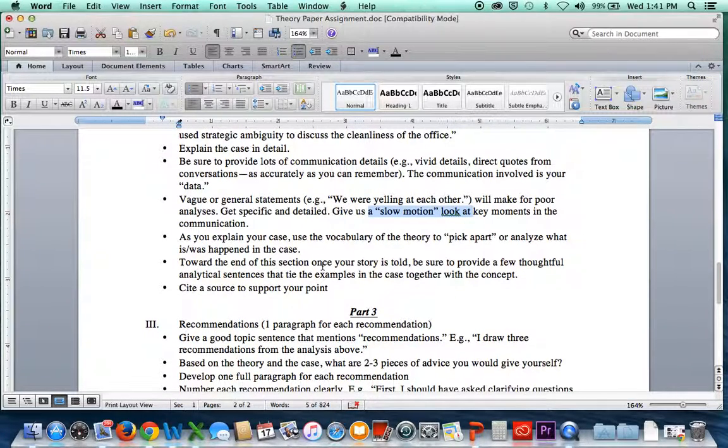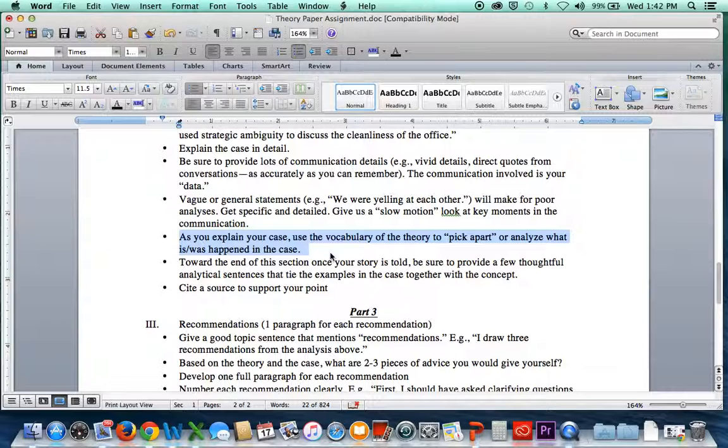as much as you can remember. And again, as you tell the case, as you tell your story, you're using this vocabulary of that concept that you introduced earlier to pick it apart and analyze it. You're not just telling a story for the sake of the story. You're showing what was going on in the story with that concept.